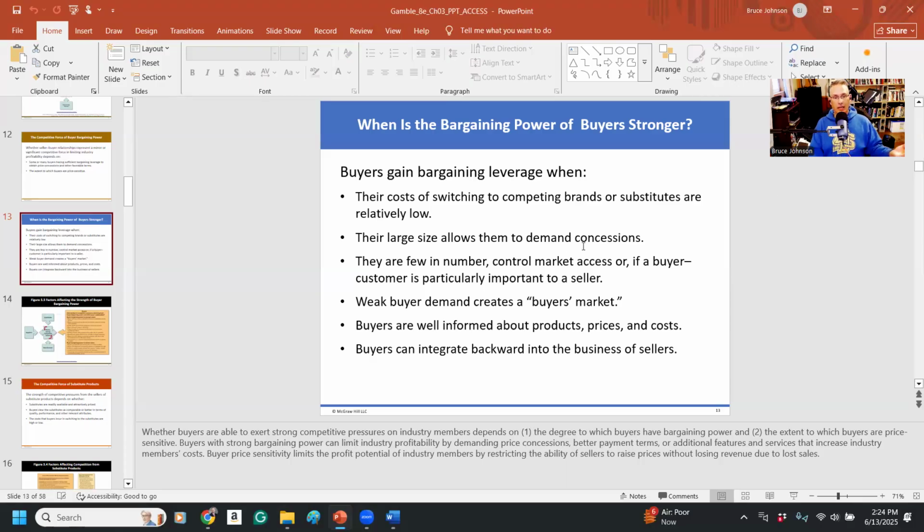Their large size allows them to demand concessions. So when Walmart's buying light bulbs from General Electric, guess what? Walmart's the main buyer. They're the ones buying 20 million units of the 100-watt General Electric standard light bulb. When they're buying that many units, they have a lot of leverage over the per unit cost and a bunch of other negotiated positions in there. Buyers are few in number, control market access, or a buyer and customer is particularly important to a seller. Again, could be because of size or something else.